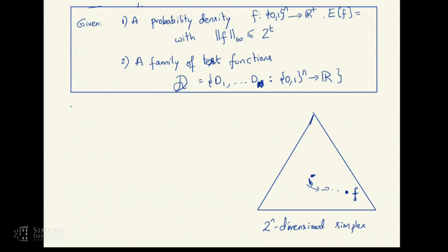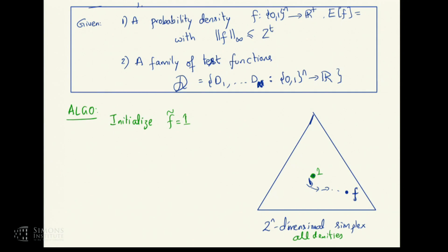You start with an approximation, right? Here's the algorithm. You say, okay, let's initialize f tilde to be the constant function. So you start with the uniform distribution as your approximation. So that's like the center of the simplex. So this is the 2 to the n dimensional simplex, which contains all densities on 0, 1 to the n. And then what I'm doing is I start with the center of the simplex, which is just the uniform distribution on 0, 1 to the n.